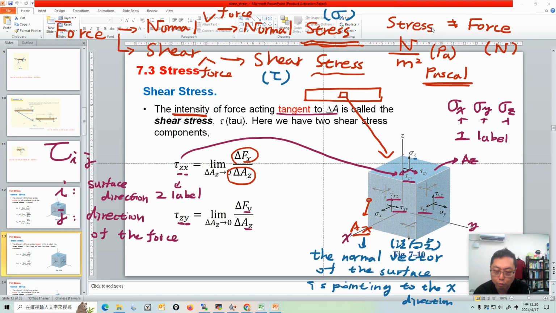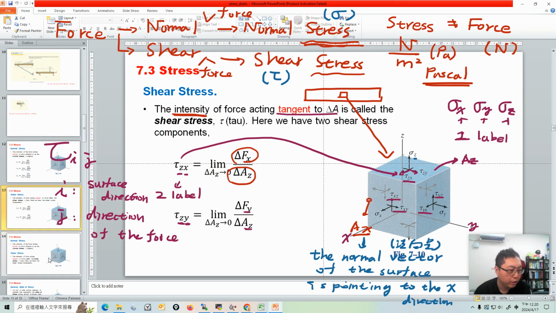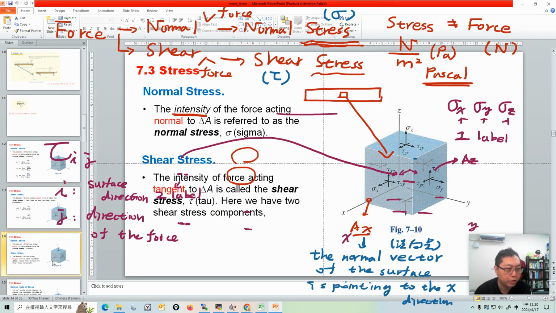Newton, meter, kilogram, and second. And Newton divided by meter squared is called Pascal. Don't forget about the Pascal. So that's the introduction of normal stress and shear stress.